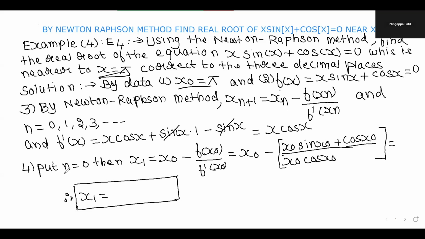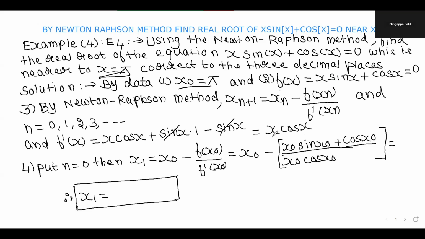Now, n equal to 0. Look here. x(n+1) equal to xn minus f(xn) divided by f dash xn. In this formula, put n equal to 0. Look here. It becomes x1 equal to x0 minus f(x0) divided by f dash of x0. x0 minus, in brackets, numerator and denominator. In the numerator, f(x0) means put x equal to x0 in f(x): x0 sin of x0 plus cos of x0. The same thing: x0 sin of x0 plus cos of x0.